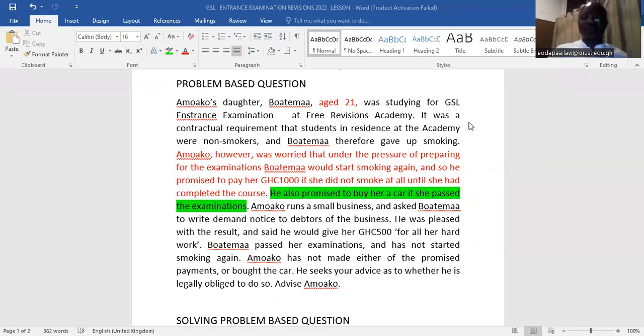Okay, so Frank has put it whether Boatemaa's contractual obligation not to smoke is valid consideration for Amoako's promise of 1,000 Ghana cedis. Okay, that is another good way of putting it.